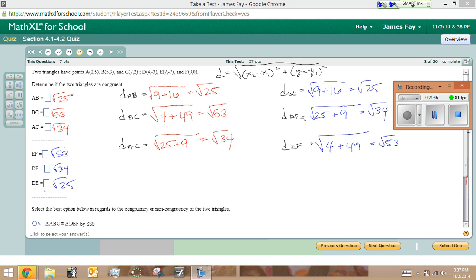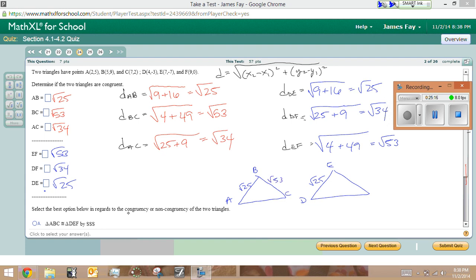Because all these 3 distances are showing up down here, they are congruent by side, side, side. Now, in order to name them correctly, I'm just going to draw a quick picture here. AB, I'm going to go AB, that's radical 25. So when AB is radical 25, then DE also is radical 25. Now BC was radical 53, so put C there, radical 53.